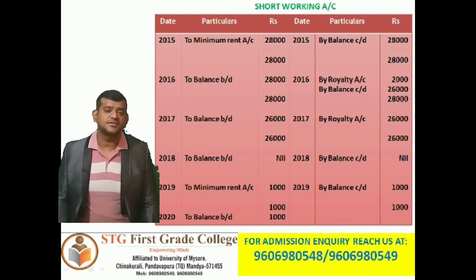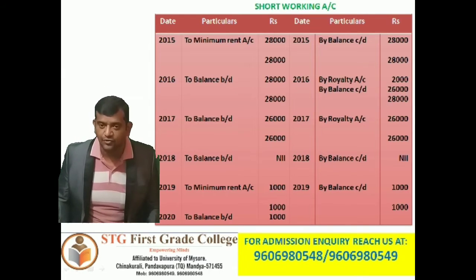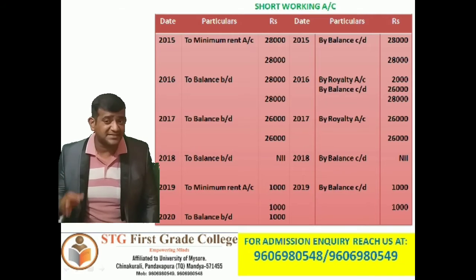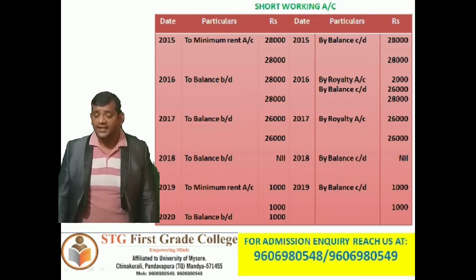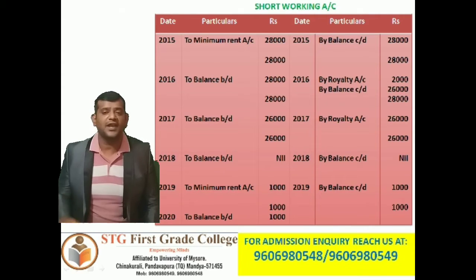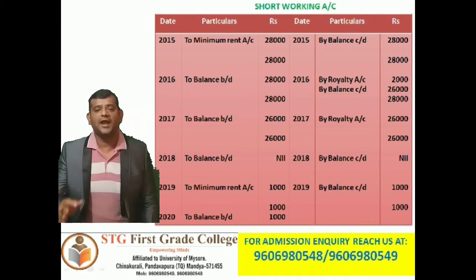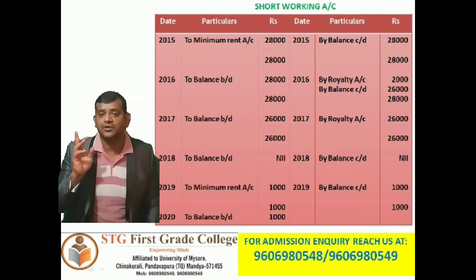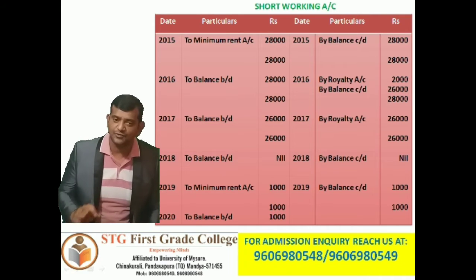So next 2016, to balance brought down 28,000 rupees. 2016 credit side by royalty account. In the second year we were able to recoup 2,000 rupees. So by royalty account 2,000, by balance carried down 26,000 rupees. Both the side total 28,000, 28,000 rupees.